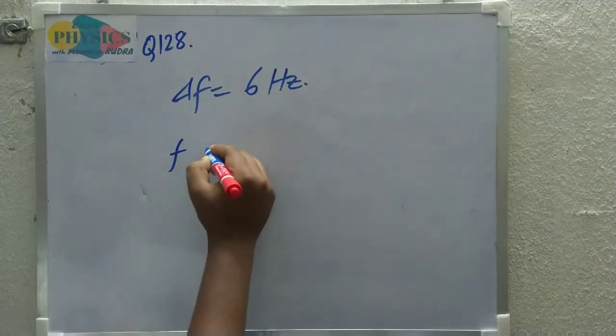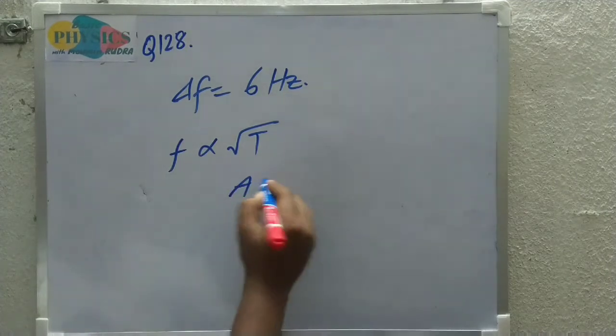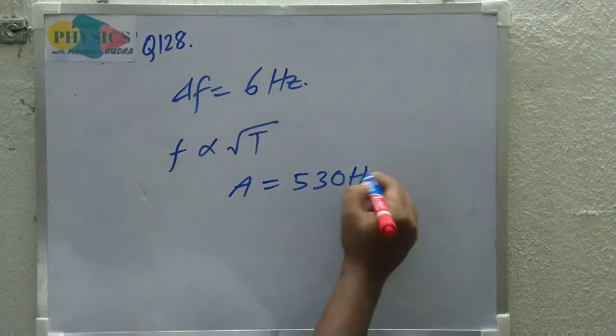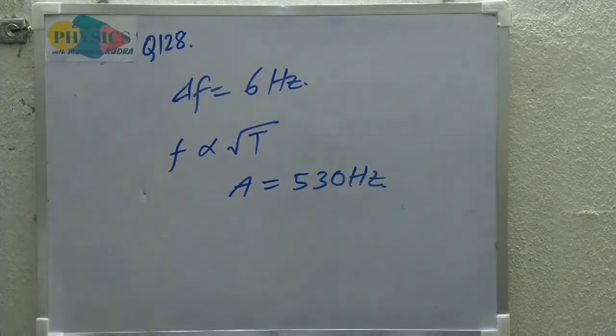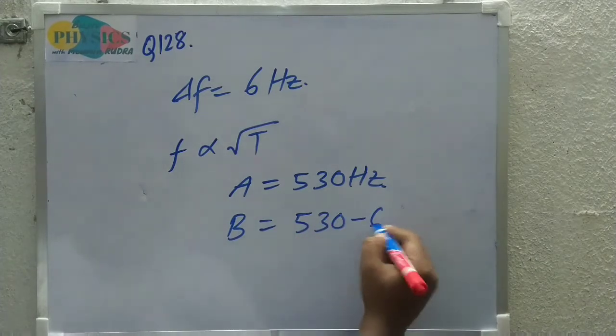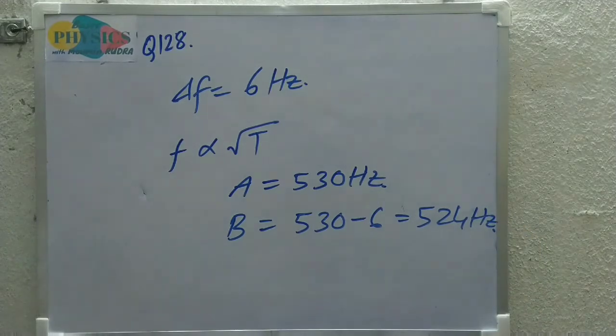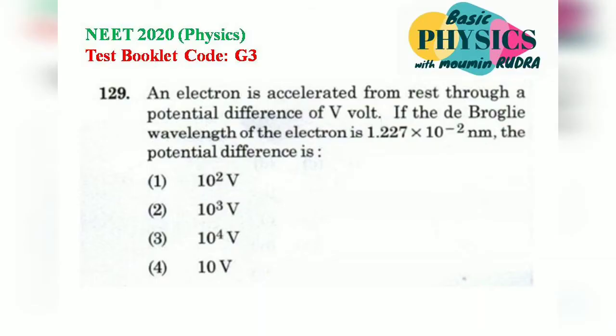So we know that the frequency is proportional to the root of tension, and also if the frequency of A equals 530 Hz, then B will be 530 minus 6, which means 524 Hz. So option 1 is the right answer.